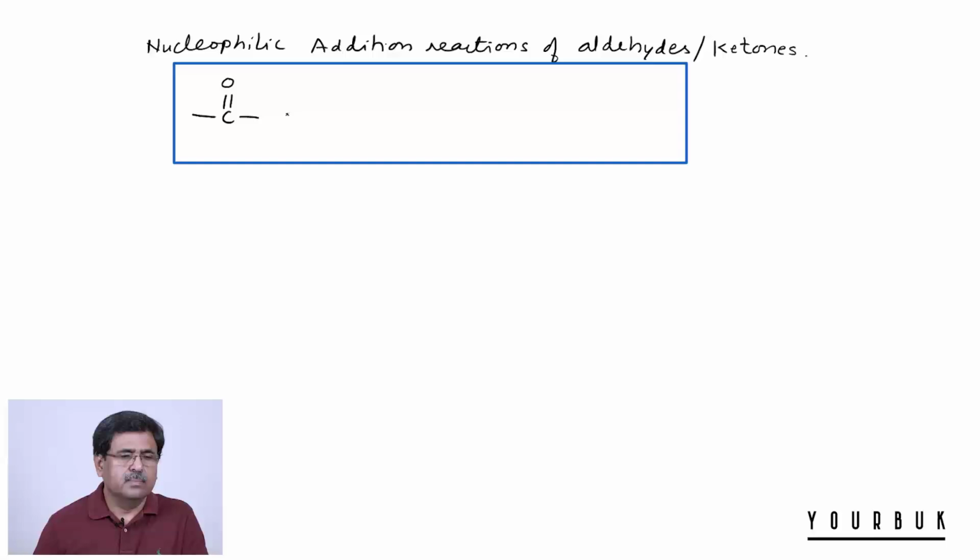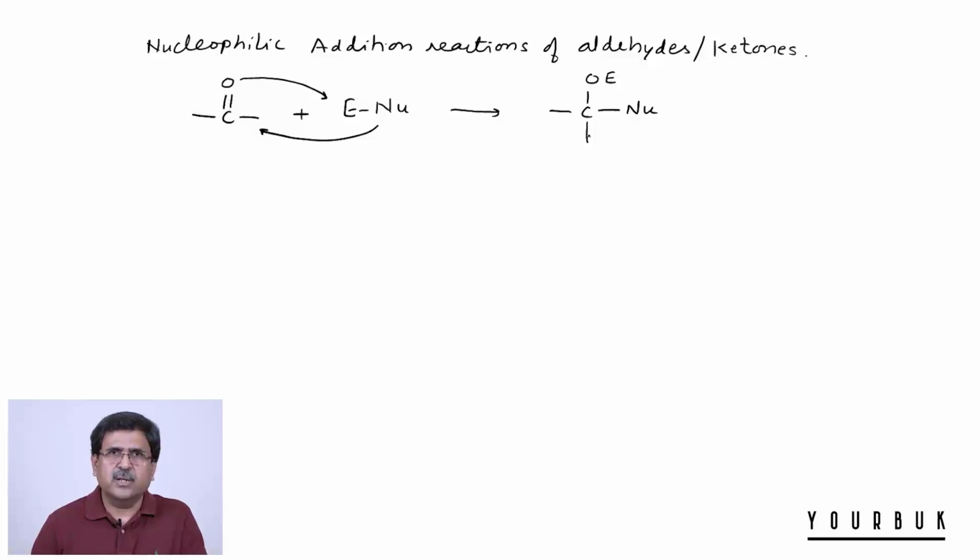Now this is our carbonyl group. This is our reagent containing an electrophile and a nucleophile, and the electrophile adds to the carbonyl oxygen and the nucleophile adds to the carbonyl carbon, and this product is called the addition product. The first reaction which we will discuss is the reaction with hydrogen cyanide, which is also called hydrocyanic acid.